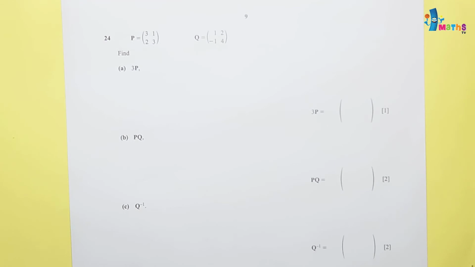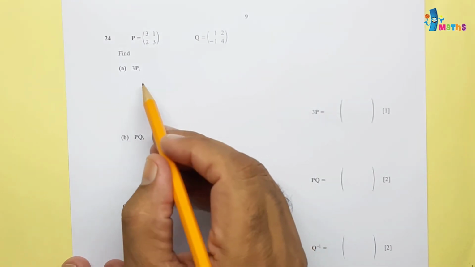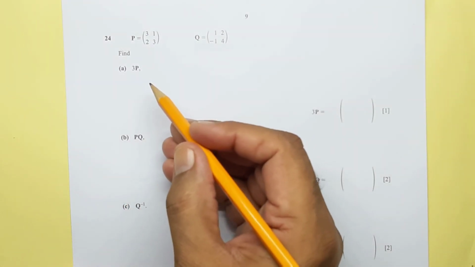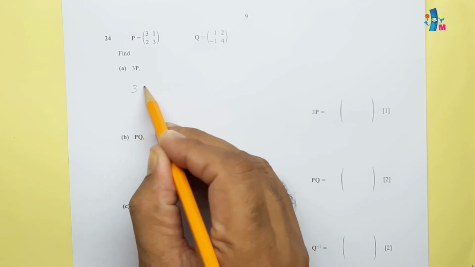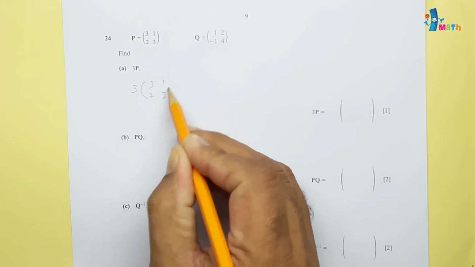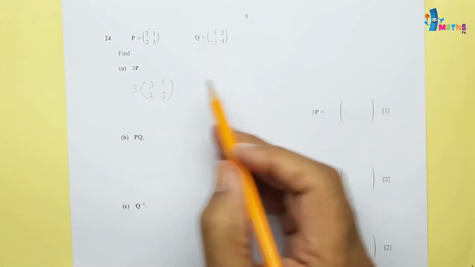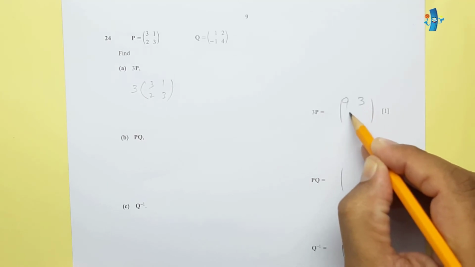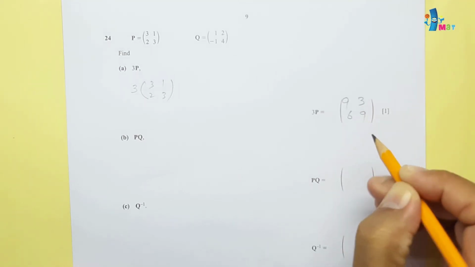Now question number 24. P and Q, two matrices are given, and we have to find 3P. 3P will be just multiplying P with 3, so this will be 3 into 3, 2, 1, 3. This will be equal to 9, 6, 3 and 9. This will be our answer.